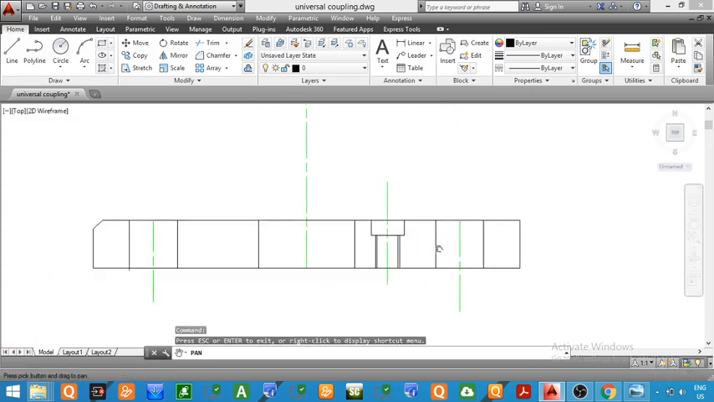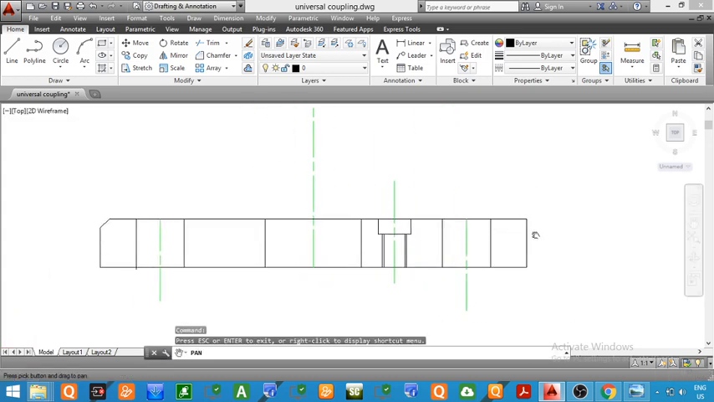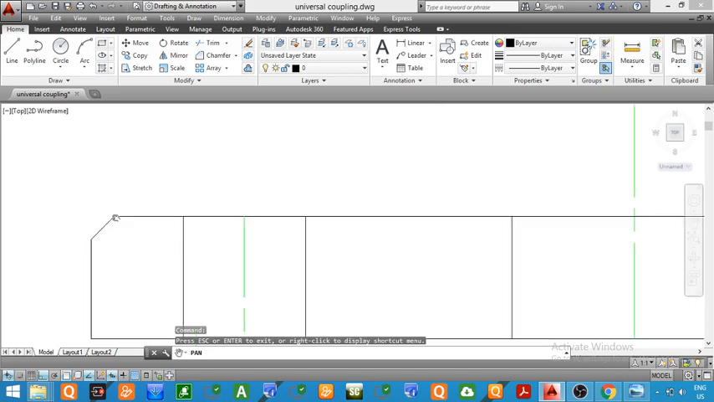You can see there is a corner present on the right hand side also, so we have to provide a chamfer here also. This chamfer will be similar to the chamfer provided on the left hand side. Now we will see the dimension of this chamfer.